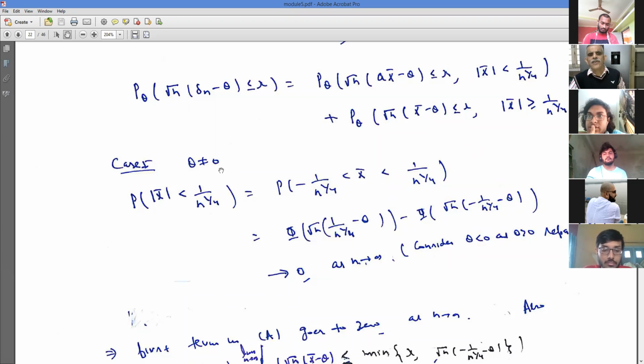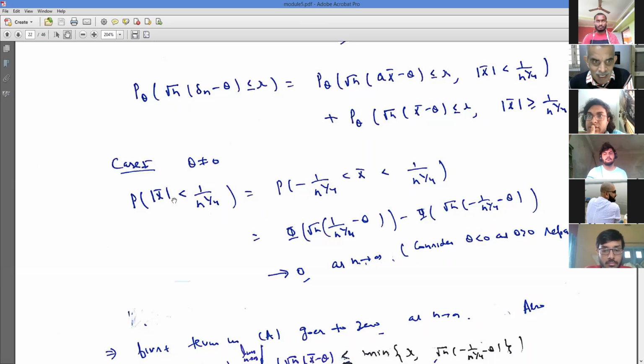Also, you can look at when theta is not equal to 0. Then you know that x bar is consistent for theta, so x bar will go in probability to theta. That means in probability x bar would be very near theta. But theta is different from 0, and x bar is near theta. So that means x bar would be away from 0, because x bar goes in probability to theta.